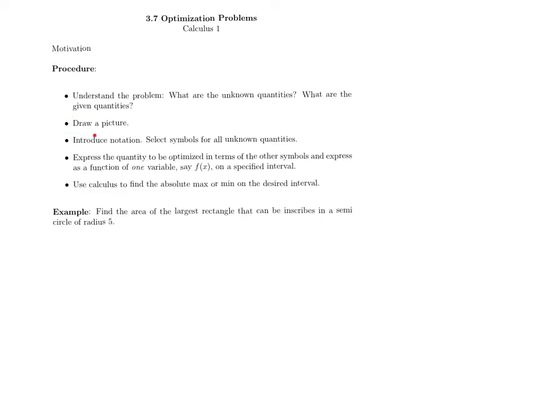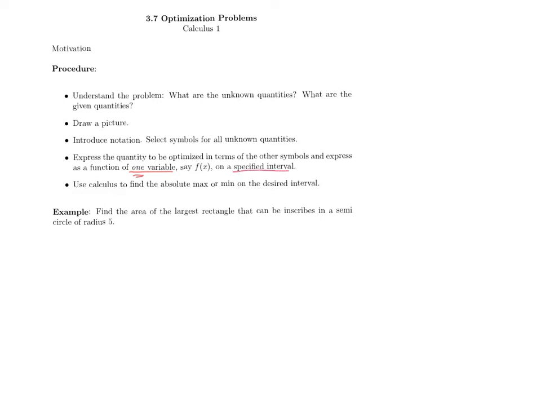And regardless of the problem, we want to draw some type of picture to help us out. And in that picture, we're going to have to introduce some notation. So we are going to label things with symbols for all of the unknown quantities. And then we are going to express the quantity that is going to be optimized in terms of the other symbols. And this is the key here. We need to express it as a function of just one variable, say f of x, on a specified interval.